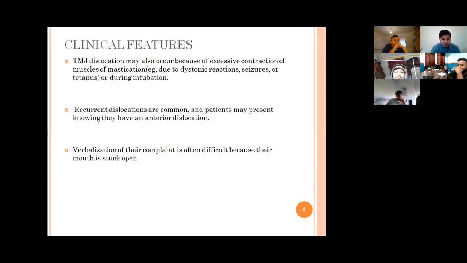The dislocation may also occur because of excessive contraction of the muscles of mastication, either due to dystonic reactions, seizures, or tetanus. TMJ dislocation may also occur during general anesthesia and intubation. Recurrent dislocations are common, and the patient may present knowing they have an anterior dislocation. Verbalization of their complaint is often difficult because their mouth is stuck open and they cannot gesticulate properly.